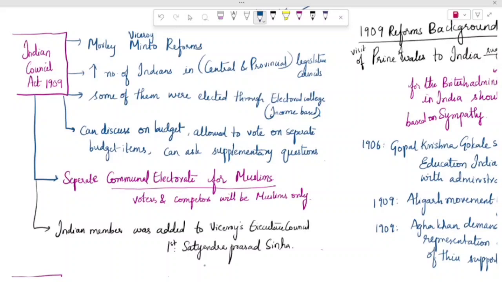There was an increase of Indians in central and provincial legislative councils, as non-official members, and some of them were elected through an electoral college. When it comes to the electoral college, it was purely income based. If you are a teacher, a businessman, or an educated person, you will be part of the electoral college. They also said that Indian members will be allowed to vote on the budget and on separate budget items, and can also discuss the budget and ask supplementary questions.